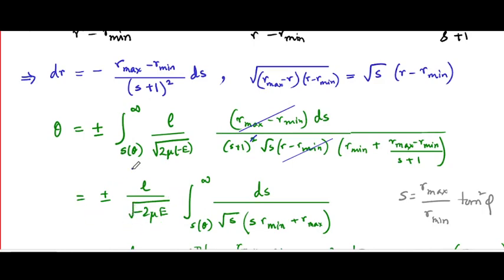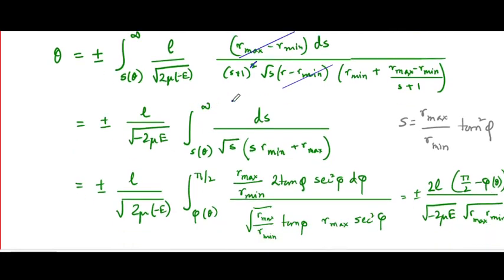Apart from this overall factor, it's an integral from s of theta to infinity of ds by square root of s times (s r min plus r max). Once again, the next substitution should be pretty familiar from the last lecture, if you have viewed it. And even without that, it should be a sort of obvious thing to do here. You put in s equals r max over r min times tan square phi.